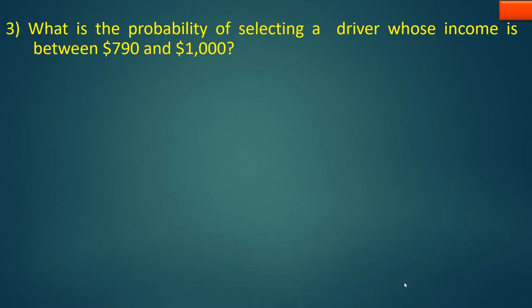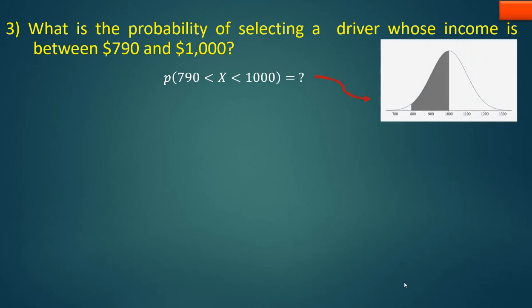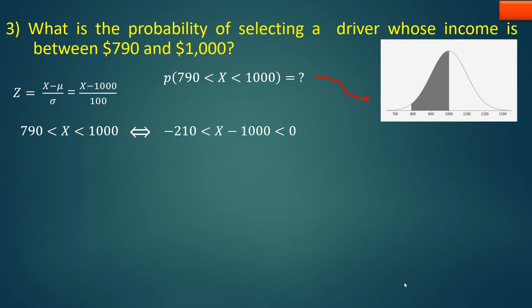Question number 3 asks about the probability of selecting a driver whose income is between $790 and $1,000. So we keep the same method. We begin by writing the question in math way. Graphically, we must understand that we need this area which is shaded in gray between $790 and 1000. Then we make our transformation. We standardize the random variable x into z. Then we start from the inequality in x. Now to transform x into z, we first subtract the value of 1000.